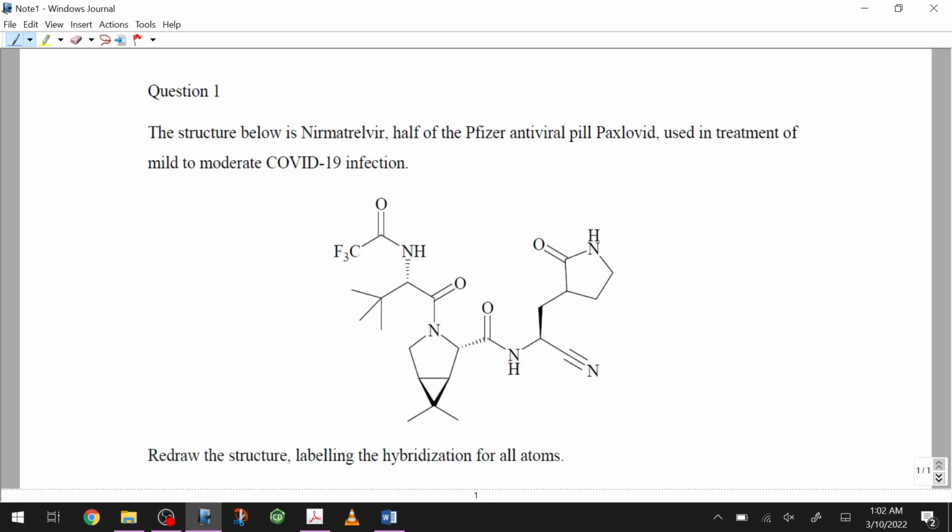Okay, first question was just about hybridization, nothing else. The reason I didn't ask functional groups on this is because basically everything is an amide with the exception of the nitrile in the bottom right here. So it really wouldn't have been much of a question then.